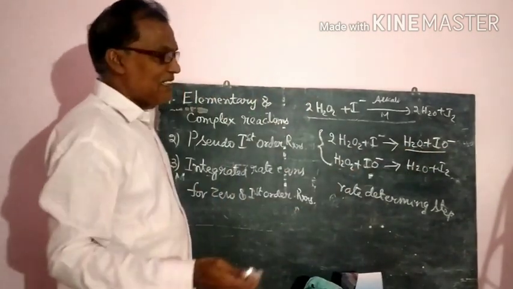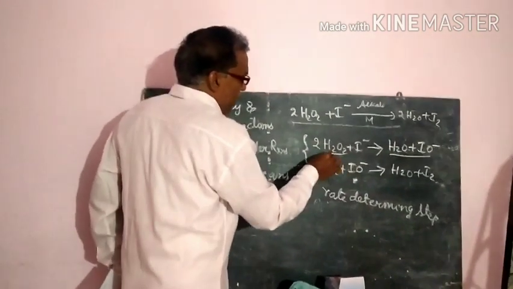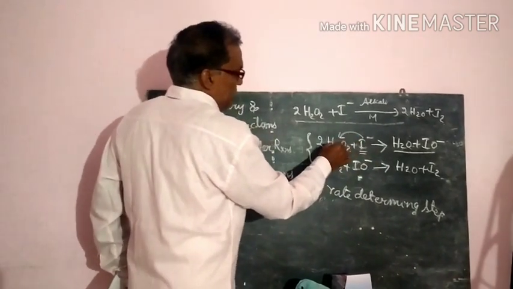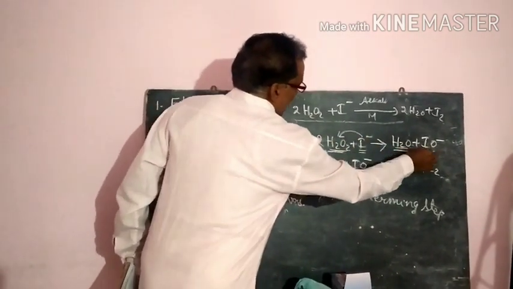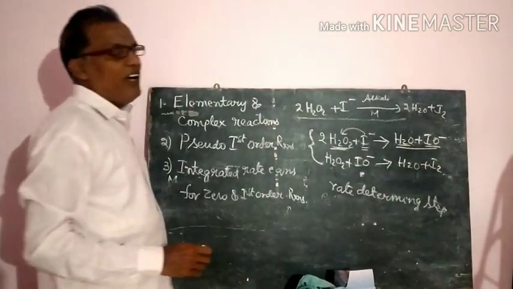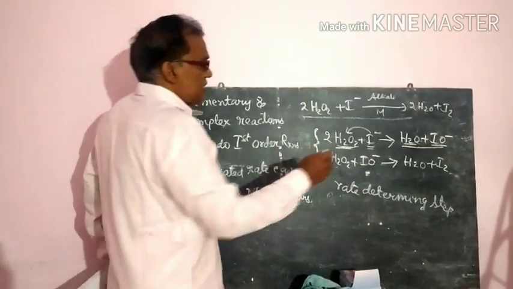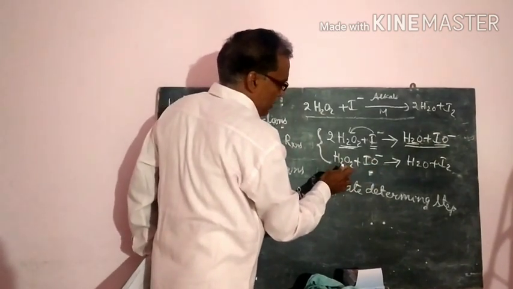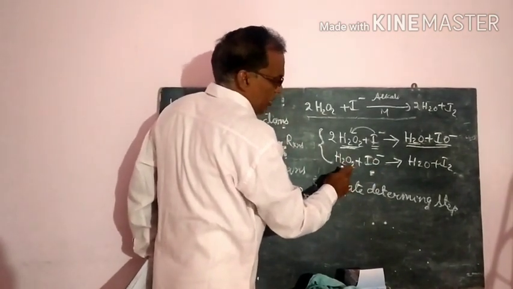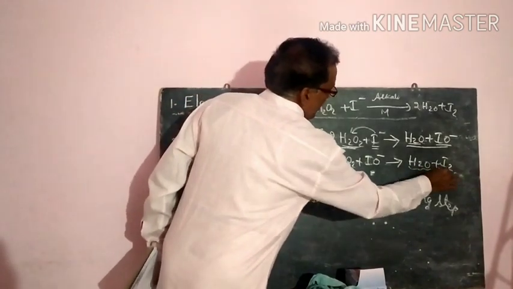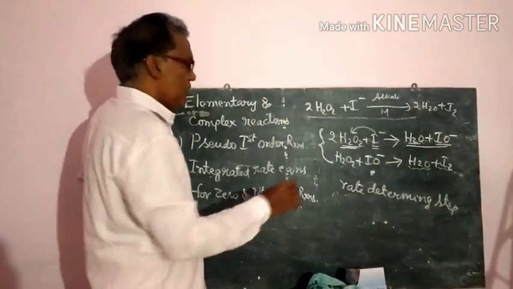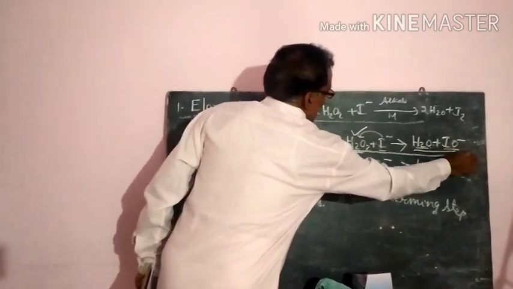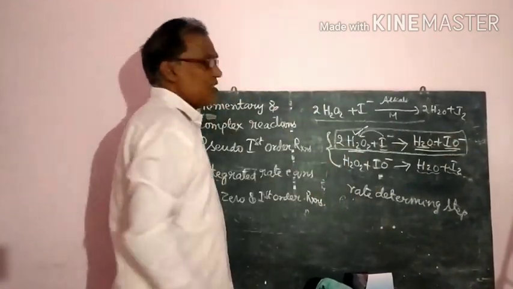How can you say, sir? In the beginning, what will happen? Hydrogen peroxide reacts with iodine, and it forms slowly water and hydroxide of iodine. Then, once it forms the oxide of iodine, immediately it reacts with H2O2, hydrogen peroxide. It will form water and iodine very quickly. So, out of these two steps, this step is the rate determining step because it is the slow step.